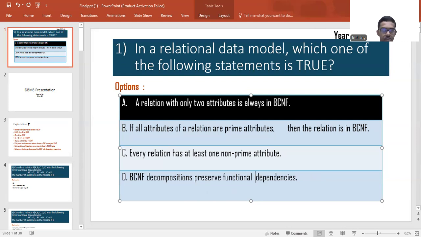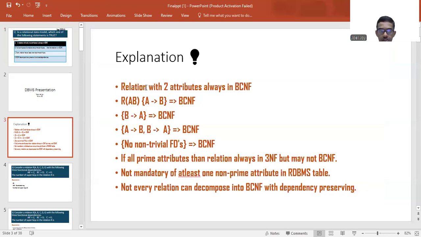So the correct answer will be: a relation with only two attributes is always in BCNF. Let's see why. Because a relation with two attributes is always in BCNF, as R(AB) gives A implies B is in BCNF. B implies A is also in BCNF. A implies B, B implies A is also BCNF. No non-trivial functional dependencies gives BCNF.